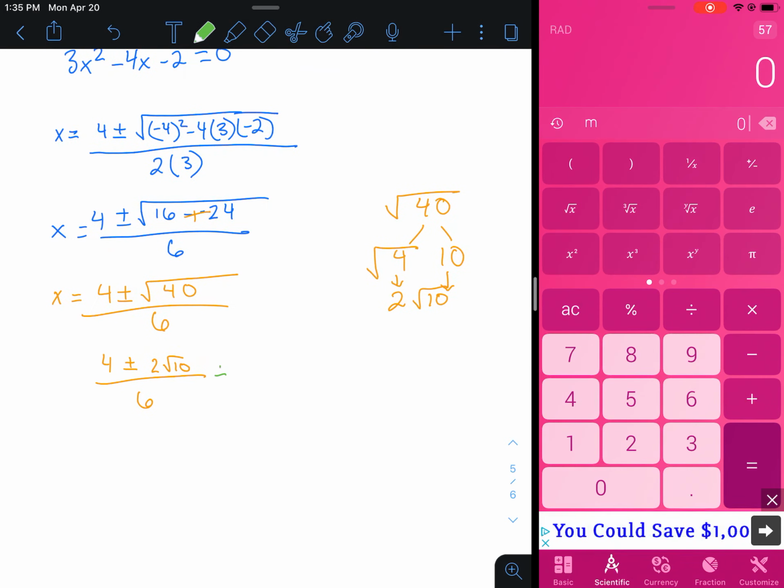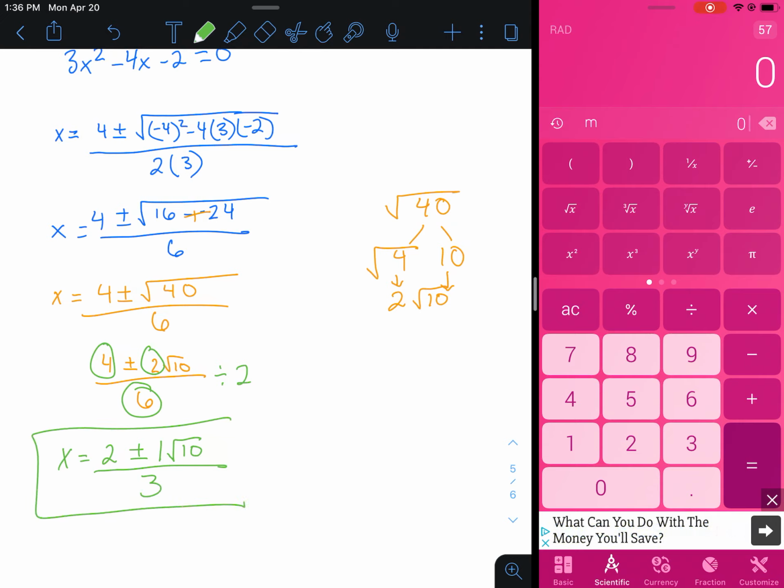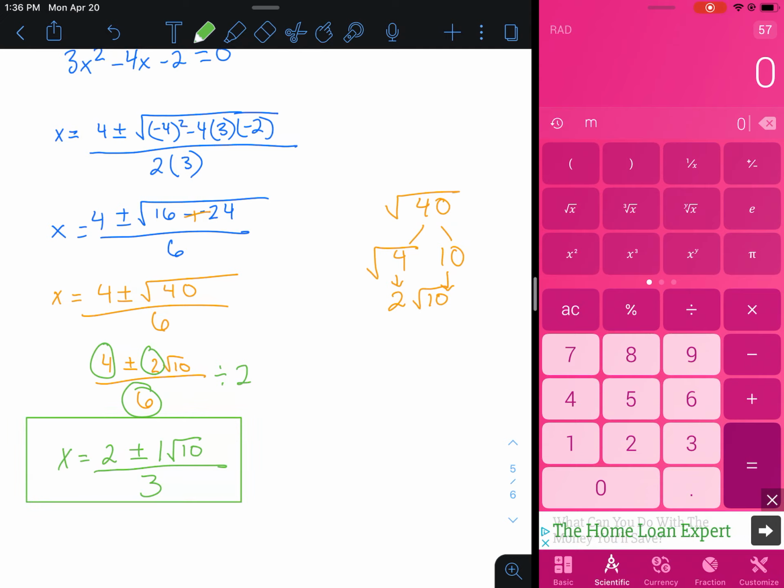Now going back to that rule that we did from the very beginning, most of the time 2 or 3 can go into these terms. So I divide this term and this term by 2, not the number underneath the radical. Do not touch the number under the radical. So my final answer is going to give me x equals 2 plus or minus, again you can put the 1, you don't have to, square root of 10 all over 3. And this is my final answer for this one.